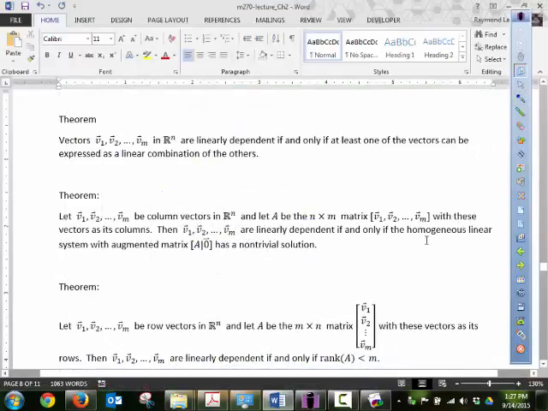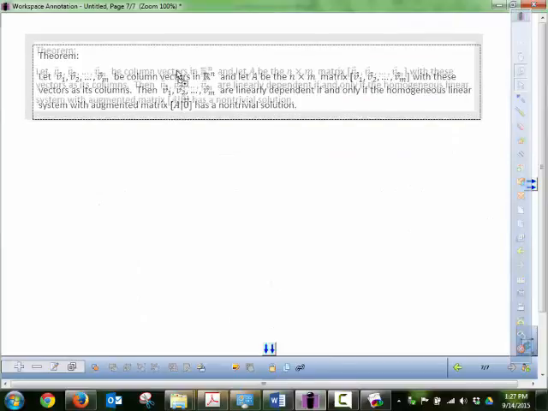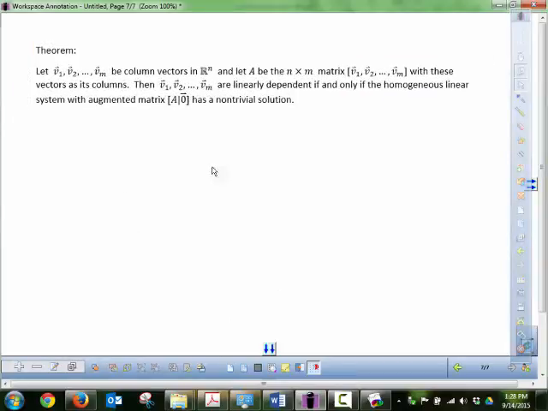Let's take a look at the next theorem. Let V1 through Vm be column vectors of Rn. Then the matrix made out of those vectors as columns is going to be an important matrix for us to deal with. It turns out that they're linearly dependent if and only if the homogeneous augmented matrix has a non-trivial solution. What?